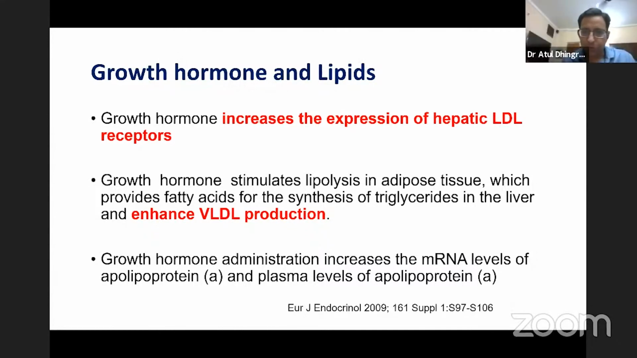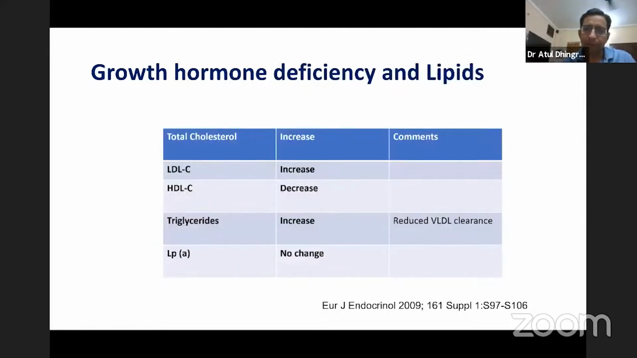Growth hormone also stimulates lipolysis in the adipose tissue, which provides fatty acids for the synthesis of triglycerides, and this is associated with enhanced VLDL production. Once we give growth hormone, it increases the mRNA levels of apolipoprotein A, and plasma levels of apolipoprotein also increase.